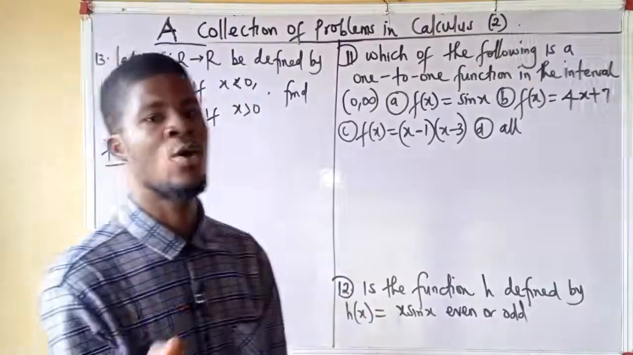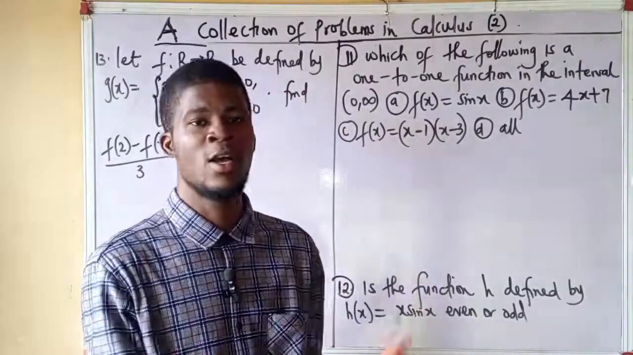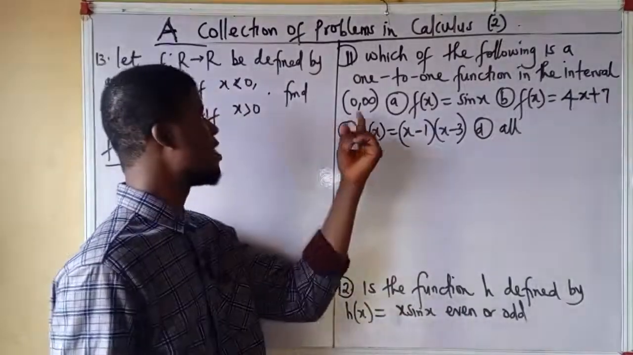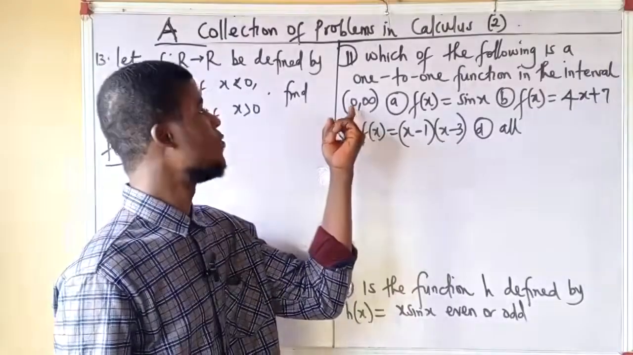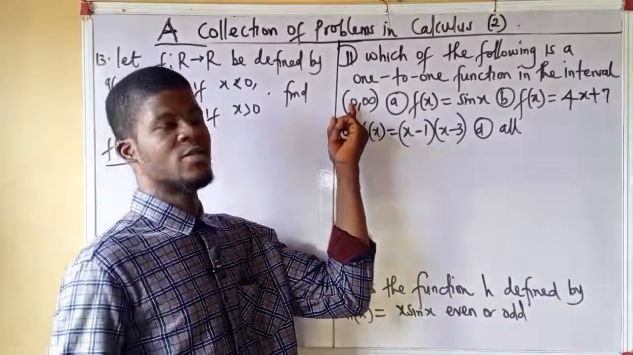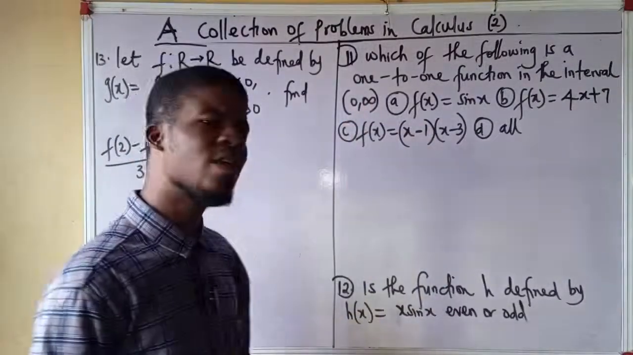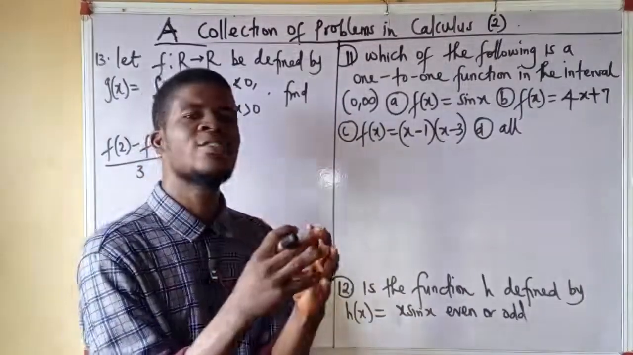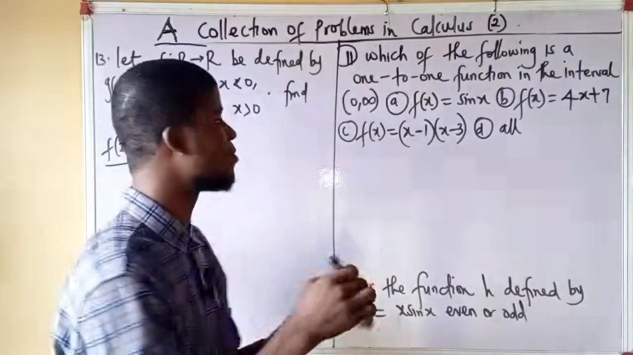There is a video on injective function you can do well to watch so you understand in detail what I'm going to be saying here. Alright, the interval we are given is actually the set of positive numbers from 0, not inclusive, up to positive infinity. Now, what is an injective function, or what is a one-to-one function? The definition of an injective function will help us to know which of them is one-to-one or not.